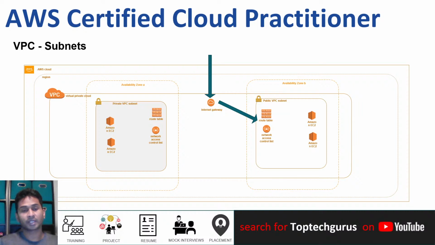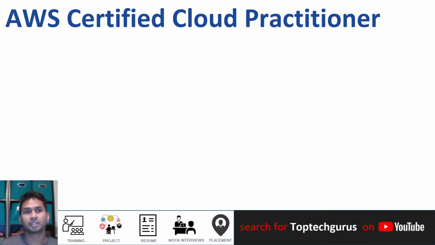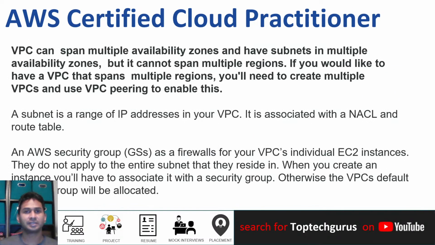So the traffic that's coming in will have to be allowed on the network access control list and be allowed on the security group. It has to be allowed on both. I guess that gives you a good understanding of what the subnets are. But there are a few important points that we need to look at.